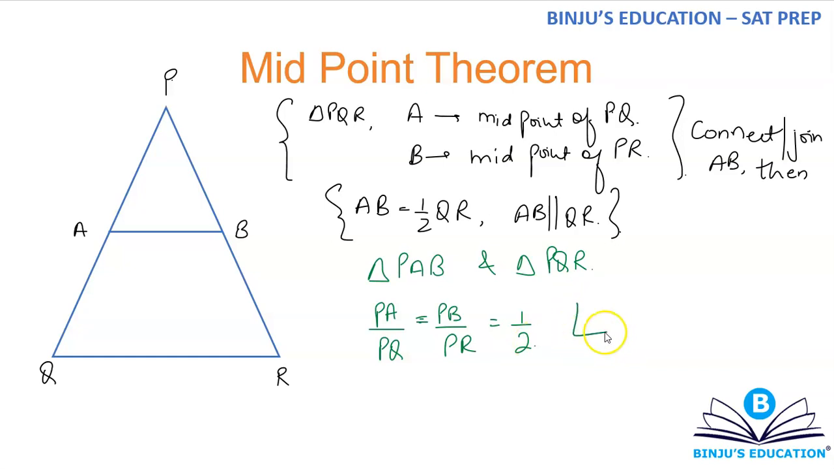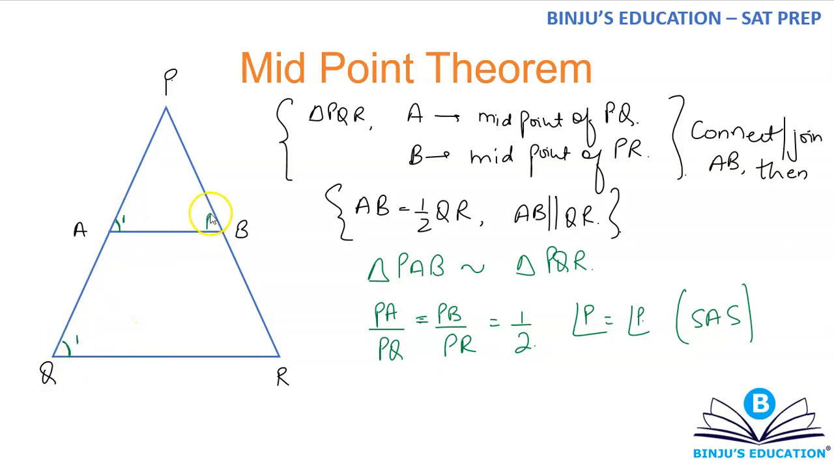And you'll also realize that angle P is equal to angle P, which is common for both the triangles. So using SAS similarity, I can prove the two triangles similar. And once I've proven them to be similar, then this angle, let's call this 1, will be equal to this angle Q.